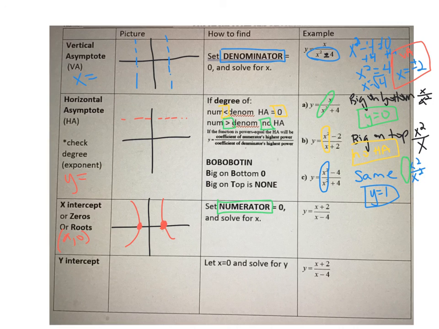So if our rational equation is y equals x plus 2 divided by x minus 4, we just take a look at that numerator. x plus 2 equals 0, so x would equal negative 2. Therefore, our x-intercept would be at the point negative 2 comma 0.